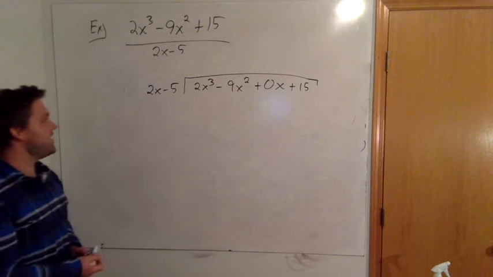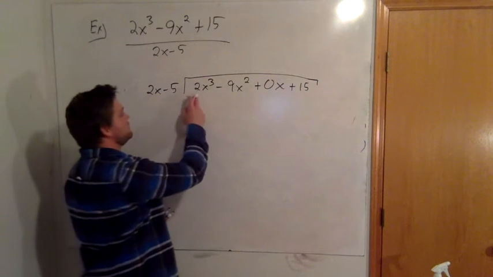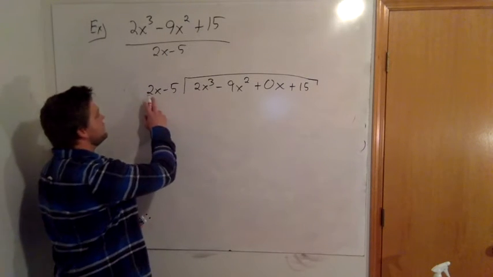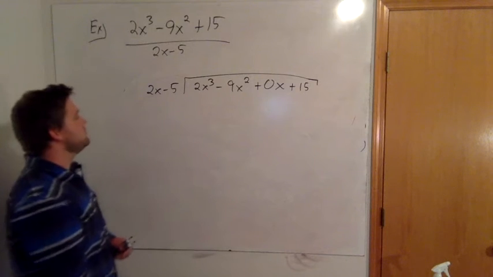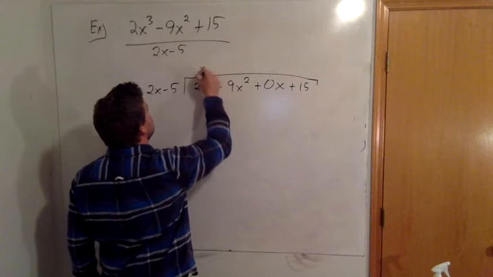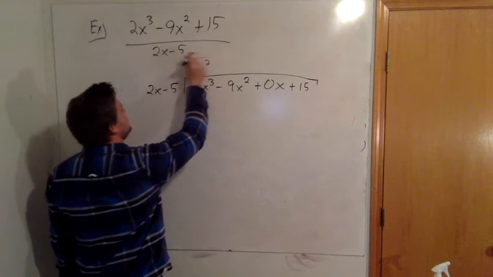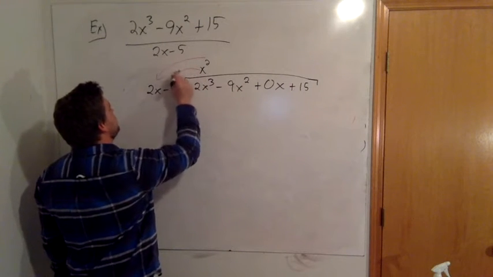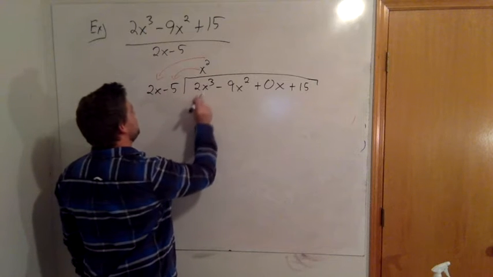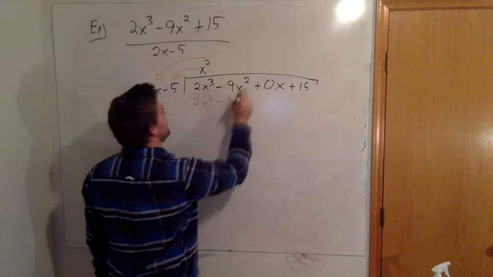So this is a good time to pause the video and try this out on your own. Okay, let's give it a shot. So we'll first ask ourselves the question, how many times does 2x go into 2x cubed? Or I like to ask myself the question, what do I need to multiply 2x by to get 2x cubed? I think we need just an x squared. So let's write an x squared. And now we'll take this x squared and we'll multiply it into 2x minus 5. And so what we'll get is a 2x cubed and a minus 5x squared.